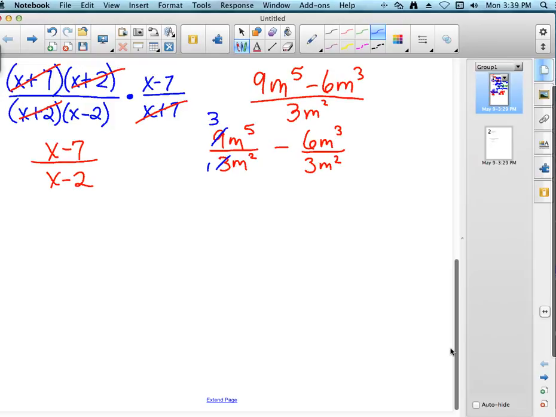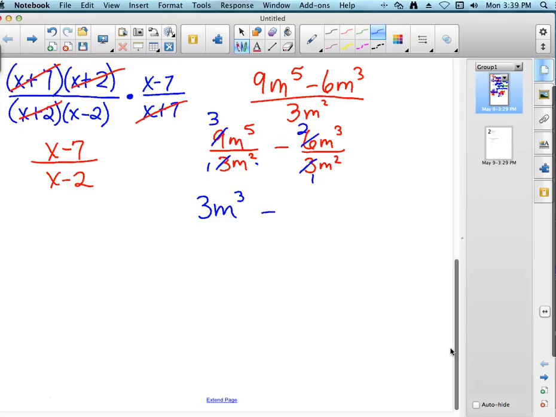We have 5 m's on the top and 2 m's on the bottom. Since there's more on top, we're going to have our leftovers on the top, and we simply subtract the powers. So we would have 3 extra m's on top. Our second fraction, we have a 6 and a 3. We can reduce that to 1 and 2.